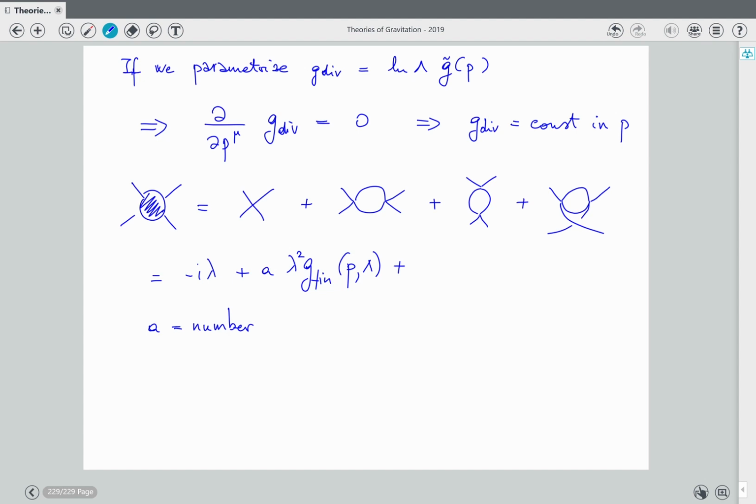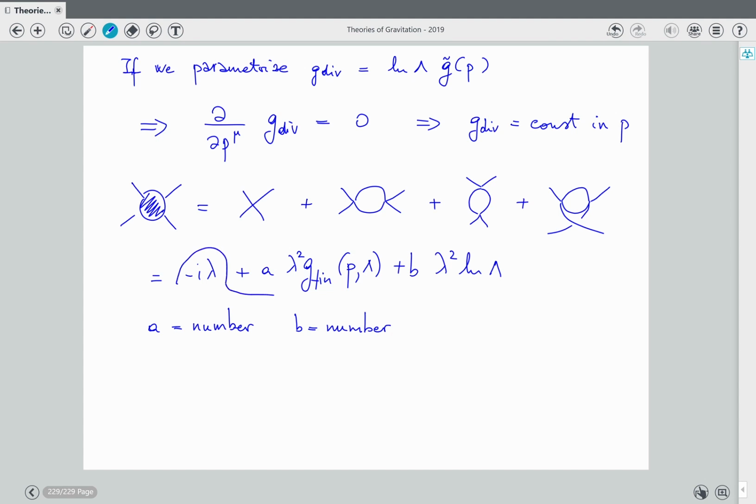And what about the divergent part? We know that it is not dependent on P. It doesn't depend on P. It is proportional to log. It has a lambda squared, and it will have another number. Now the question is, can we make an unobservable redefinition so that this sum has a correct, meaningful limit when lambda goes to infinity, not the integral, this sum.